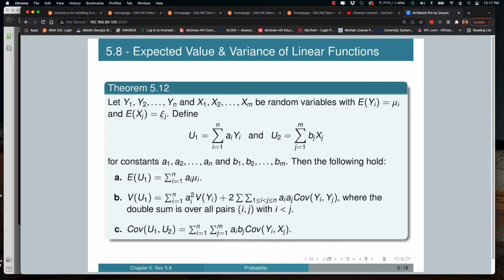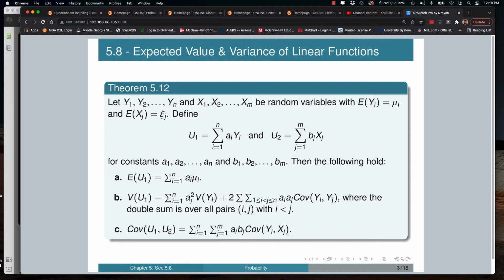Then you add on top of that 2 times the sum of all the possible covariance combinations there are between however many random variables you have. So that'll be a sub i, a sub j, covariance of y sub i, y sub j, where the double sum is over all pairs i, j, where i is less than j. That'll become more apparent what that means. That's kind of convoluted, but it's actually a lot simpler in practice than it is in the formula here.